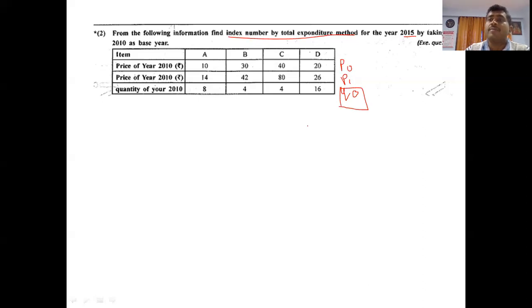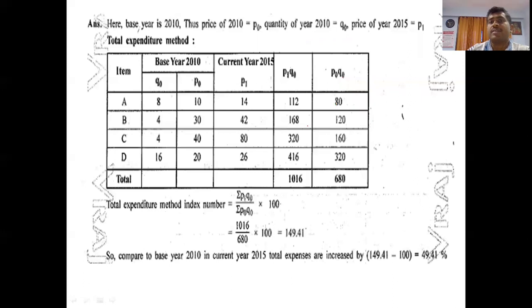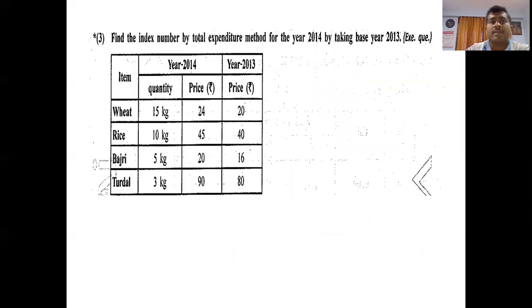What is the first column? P1Q0 and second column P0Q0. You can see the first column is P1Q0, the numerator, and the second column is the denominator P0Q0. And then the formula comes, total expenditure method sigma P1Q0 upon sigma P0Q0. Answer 149.41. Interpretation, that is how much percentage increase? 49.41% increase.